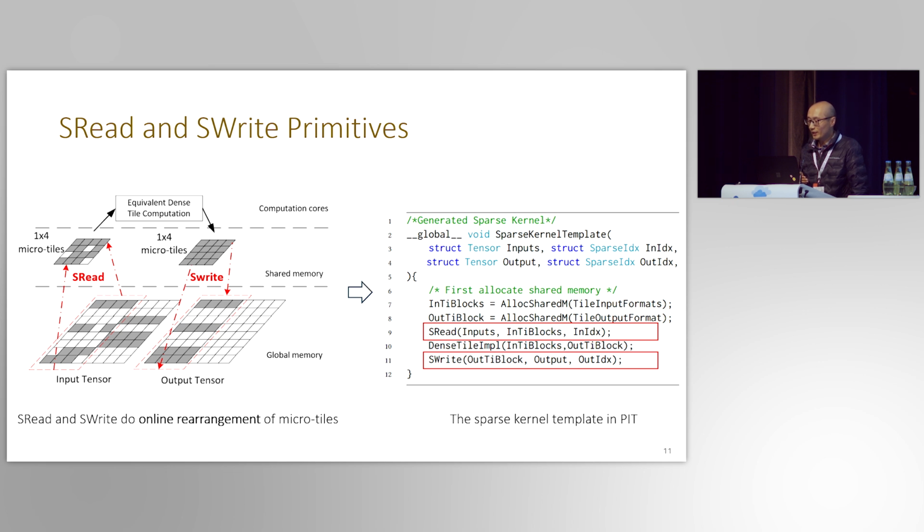Then, sRead loads the non-zero microtiles from the sparse matrix to shared memory, following the online constructed index of the microtiles. After the data in shared memory is ready, a normal dense tile computation is executed. Then sWrite writes the output from shared memory to its corresponding locations in global memory. This template makes existing high-efficient implementations of dense tiles easily plugged in.